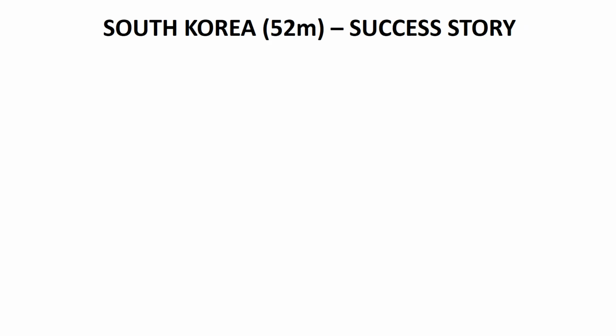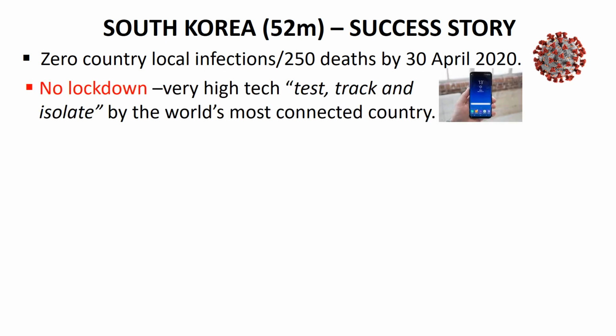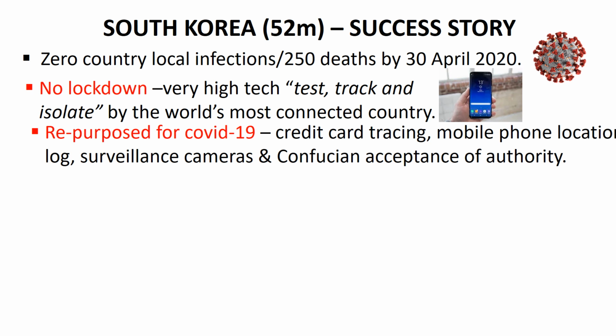Now, if we look at South Korea, it's got 52 million people. It's a real success story. It had one of the largest outbreaks in any city outside of China, but they really cracked down heavily, and had 0 local infections and 250 deaths by the 30th of April 2020. That's across the whole country. There was no lockdown, but there was a very high-tech track and trace and isolate by what's considered to be the world's most connected country.